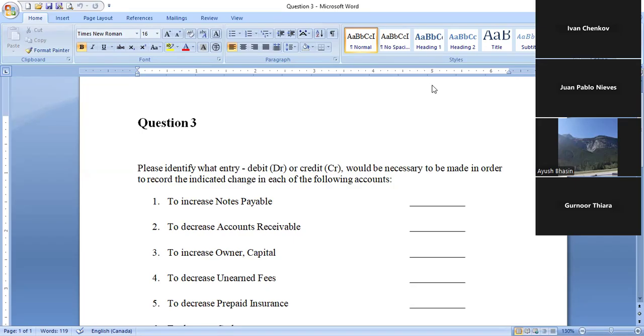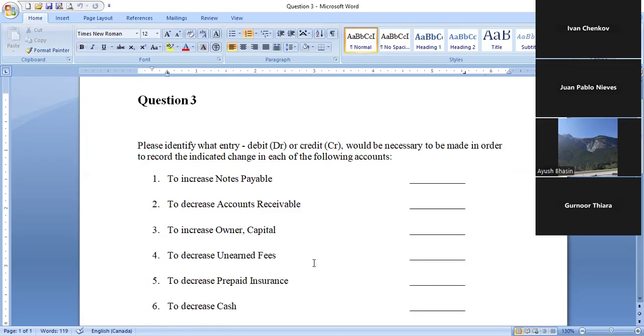Let's go with the next one. Prepaid insurance expense. What kind of account is that? Asset account, correct? How can I decrease an asset account? Good. Very good. Let's go a little bit further. Cash. That should be fairly straightforward. Cash is an asset account, so we can decrease it on the credit side. That's correct.